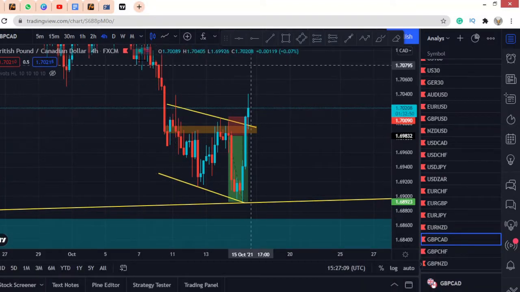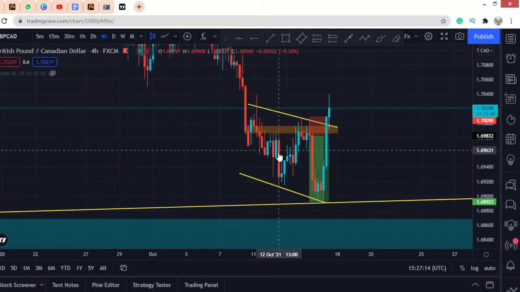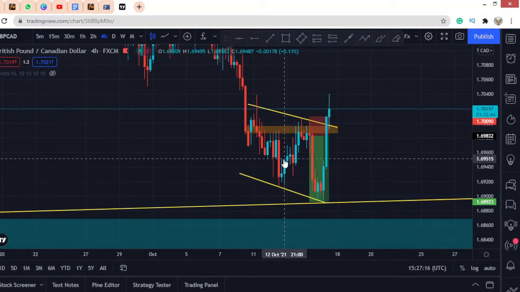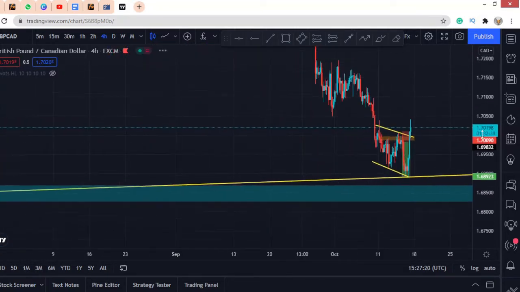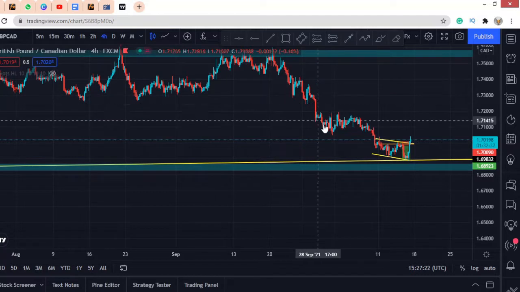GBPCAD was actually on a downward trend. It was somewhere around here, I remember very well. So if I zoom this, you can see that it's been on a downward trend.